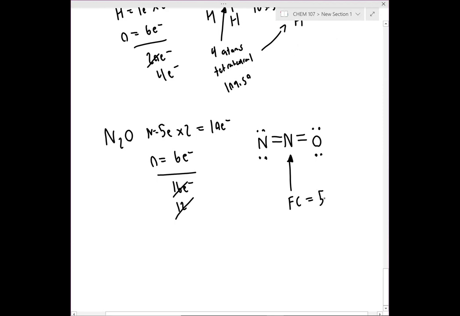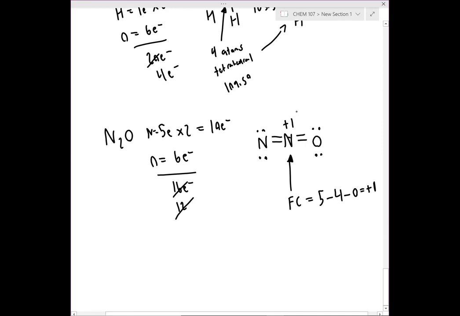So taking our group number minus our number of bonds minus our lone pair. The formal charge, if we take our group number minus the bonds, not the bonding electrons, just the bonds, and minus the lone pair electrons, we get a formal charge of +1.